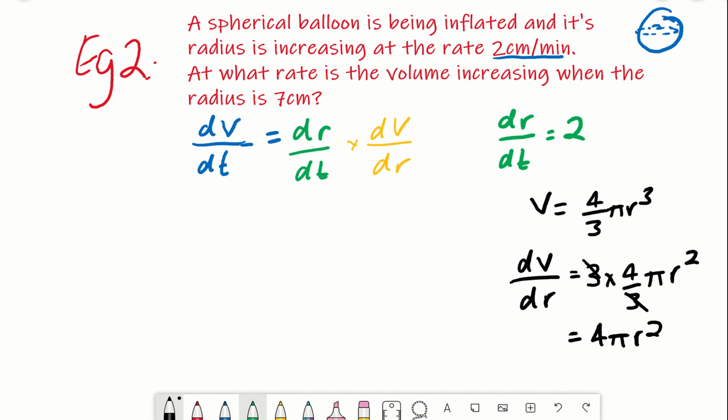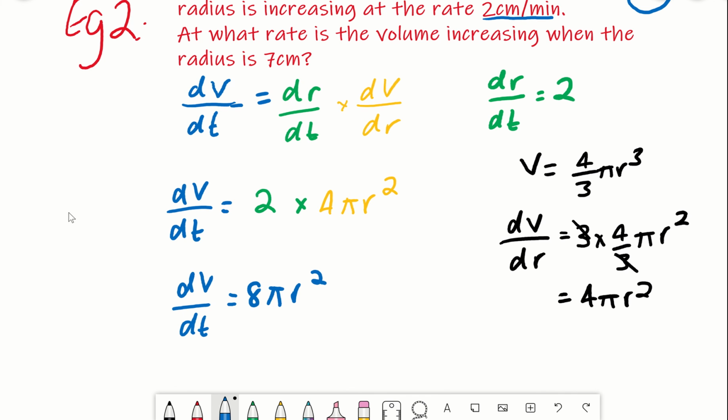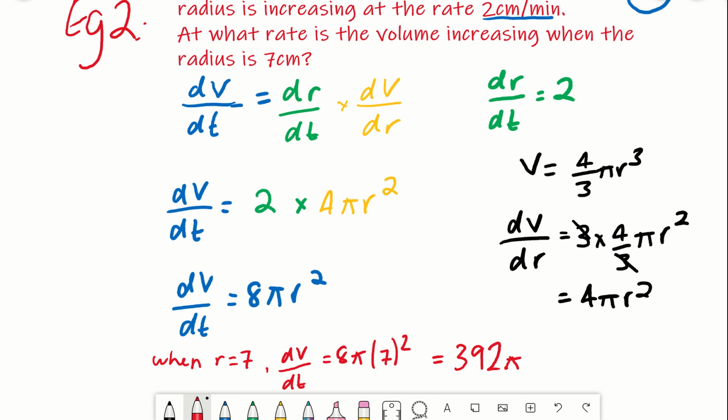Okay, let's sub it all in. So I get dV on dt is equal to 2 times 4 pi r squared, which simplifies to dV on dt equals 8 pi r squared. So that's the rate that the volume's changing with respect to time, and we don't want it at just any time, we want when it's 7 centimeters. So subbing that in, I've just left it in terms of pi, 392 pi. And this is centimeters per minute, because that's what the question gave it to us in.